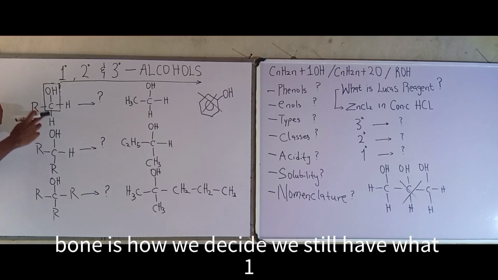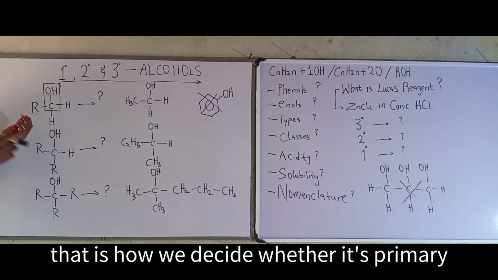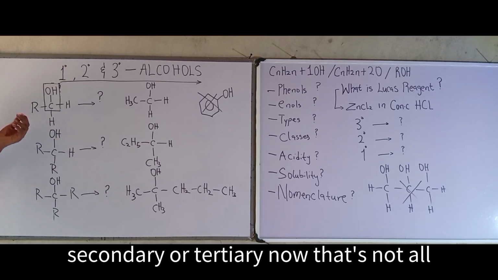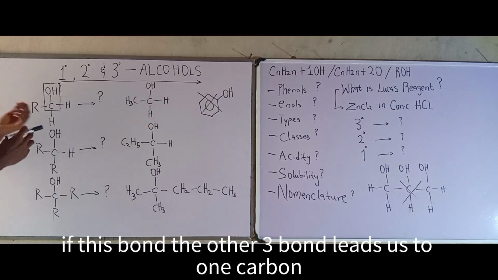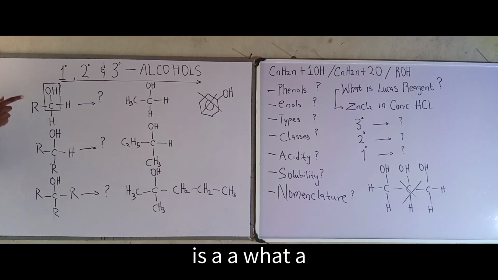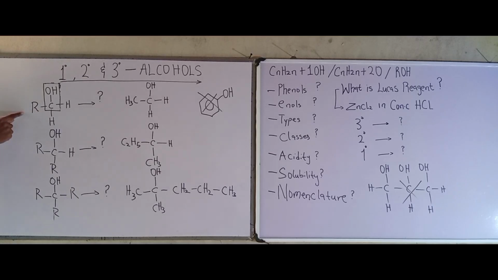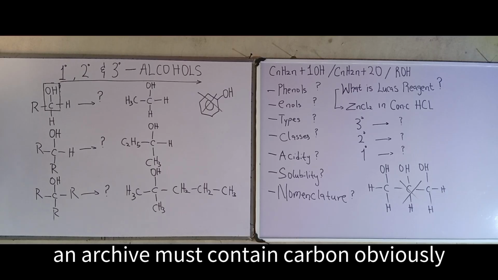We still have one, two, three bonds. Aside from the bond connecting the OH and the carbon, that is how we decide whether it's primary, secondary or tertiary. Now that's not all. If one of the other three bonds leads us to one carbon, like this one now, it is a primary alcohol, because it leads us to one carbon. An alkyl group must contain carbon, obviously.